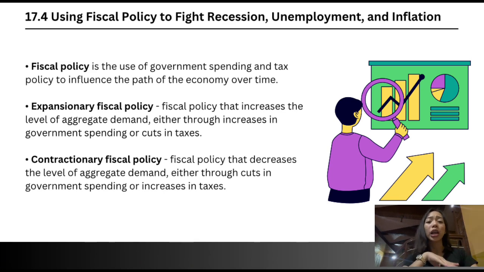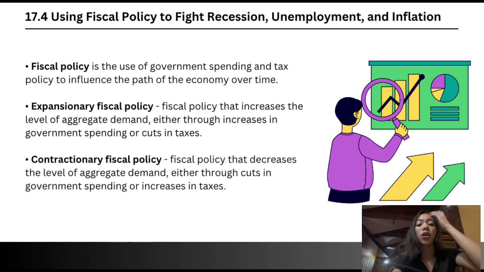So there are two types of fiscal policy. We have here expansionary fiscal policy, which boosts the economy. Its purpose is to stimulate economic growth and reduce unemployment. How? Through increased government spending, for example, on infrastructure projects and social programs. It also cuts taxes to increase consumer and business spending. When is it used? It is used during recessions or periods of high unemployment.